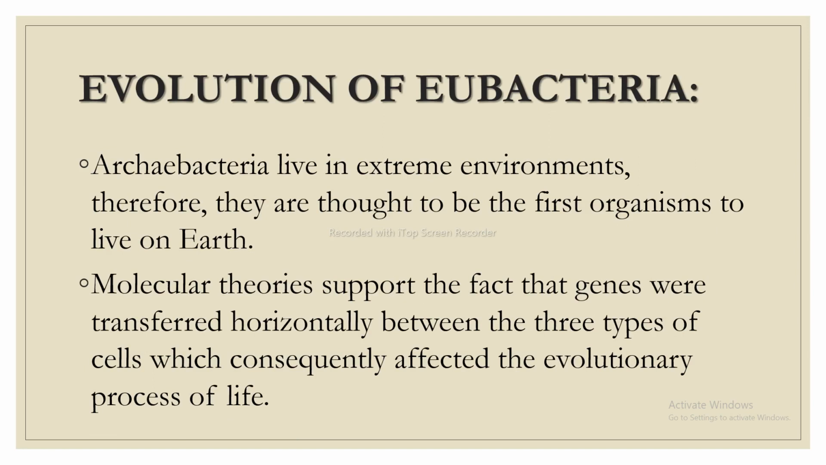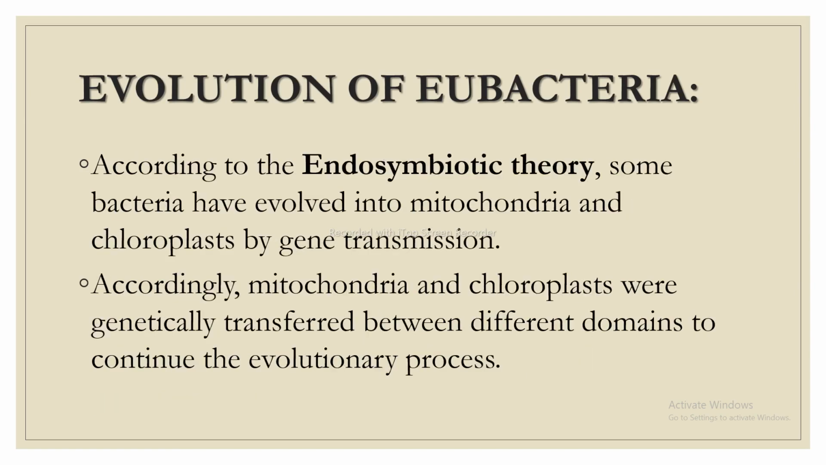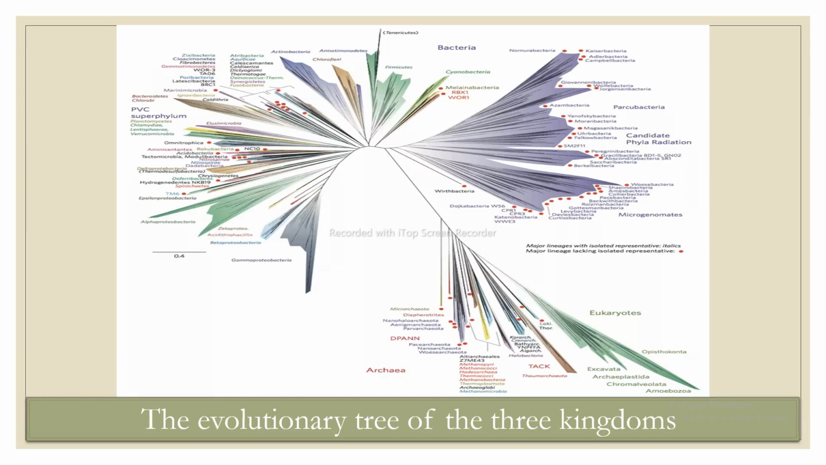Molecular theories support the fact that genes were transferred horizontally between the 3 types of cells, which consequently affected the evolutionary process of life. According to the endosymbiotic theory, some bacteria have evolved into mitochondria and chloroplasts by gene transmission. Accordingly, mitochondria and chloroplasts were genetically transferred between different domains to continue the evolutionary process. So this is the evolutionary tree of the 3 kingdoms as shown in the figure.